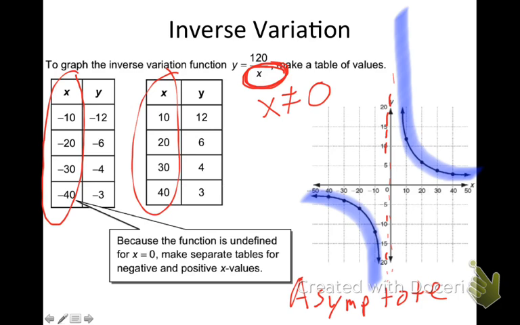Asymptote. We're going to talk a lot about asymptotes in the future sections here. All right? And that comes down to you cannot have 0 in the denominator. If you understand that, that will help out a lot in the coming sections.